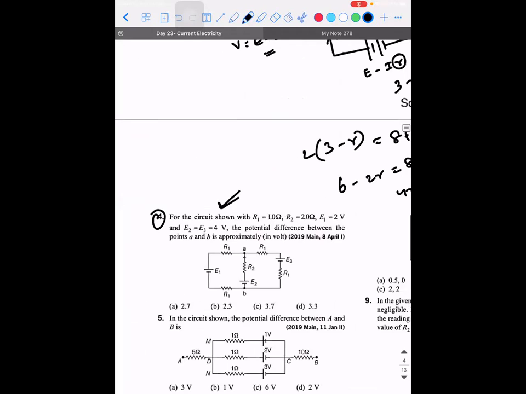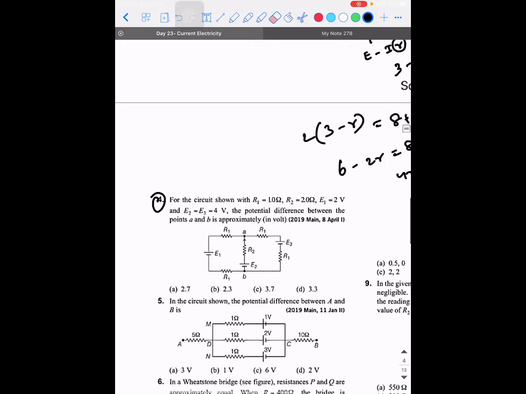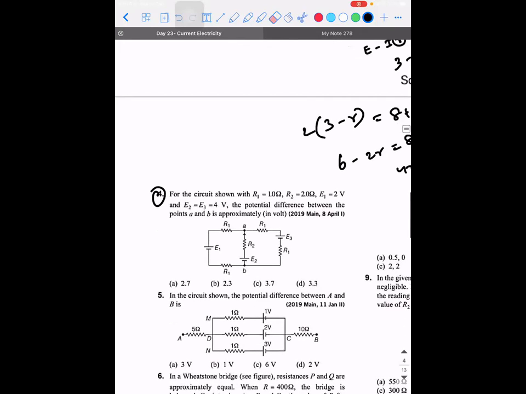Okay, so let's do the fourth one. For the circuit shown, R1 is 1 ohm, 2 ohm. Everything is R1, 1, 1, this is 2. E1 is 2 volt, E3 and E4 are 4 volt. The potential difference across the points A and B is approximately how much?